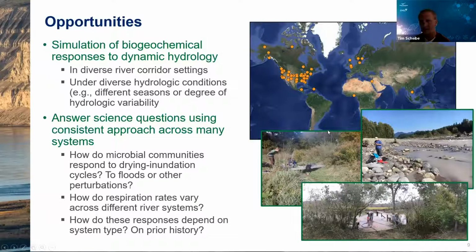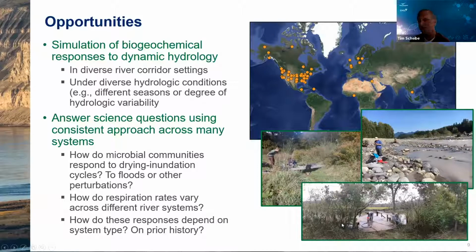I believe this one here is the Erpe River in Germany. This photo here is of the Nisqually River in Washington State, which is a glacial river near Mount Rainier. And the lower one is the Altamaha River in Georgia in the southern United States, a tidally influenced river. And so we can start to look at how the respiration rates or other features of the system might vary between these very different river systems.